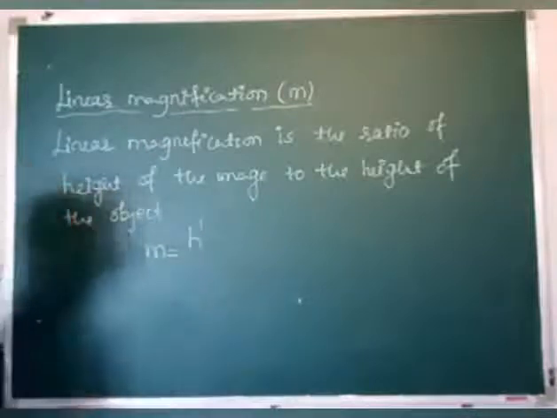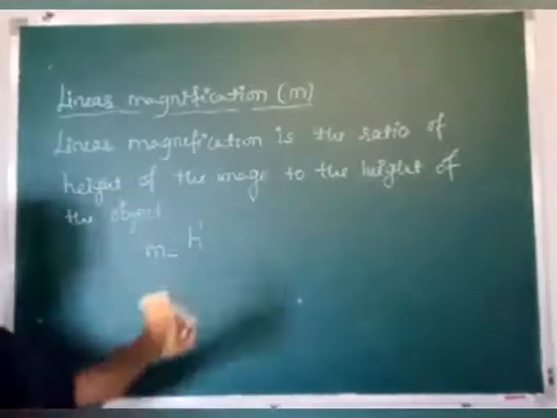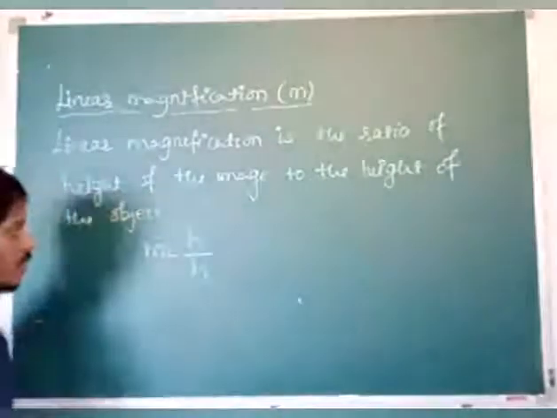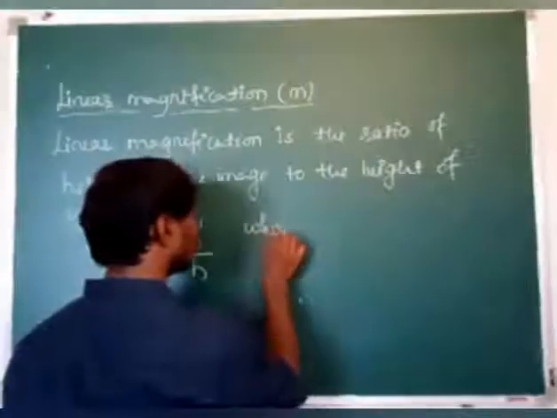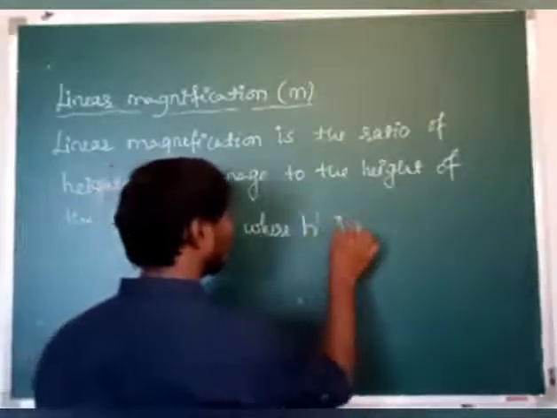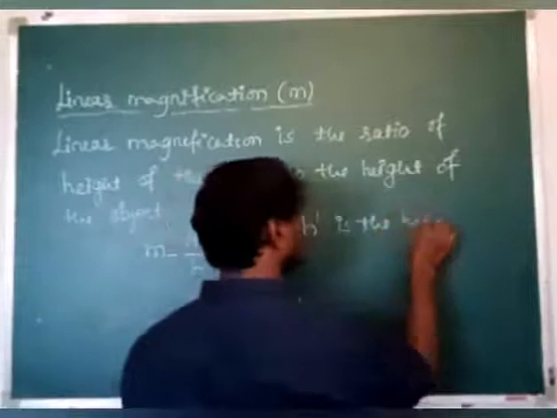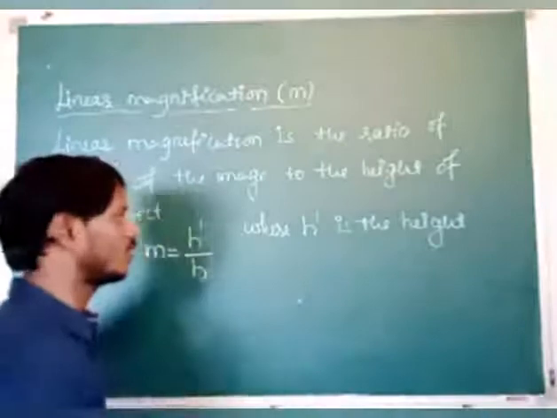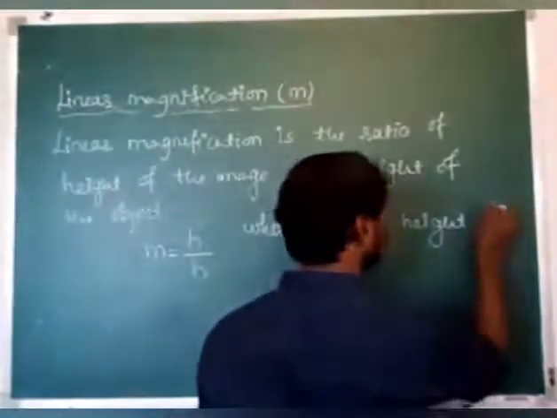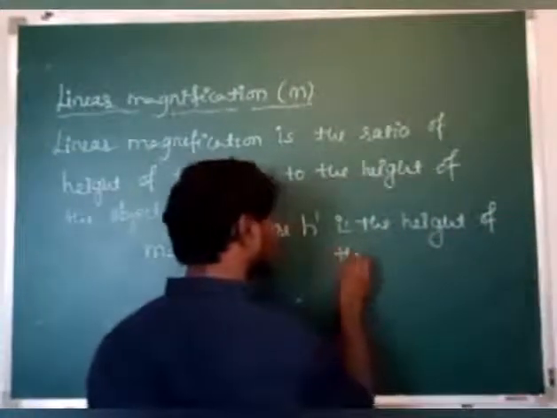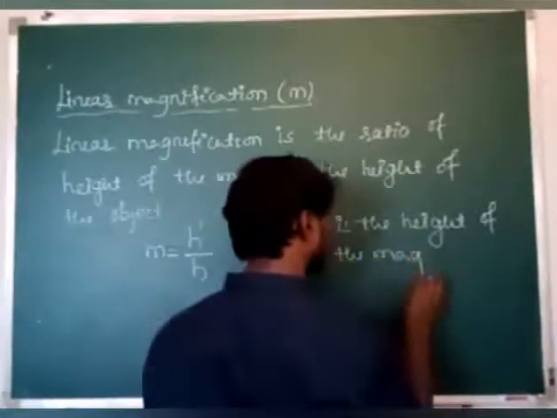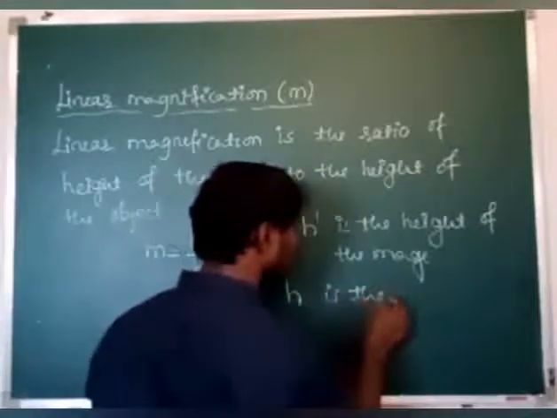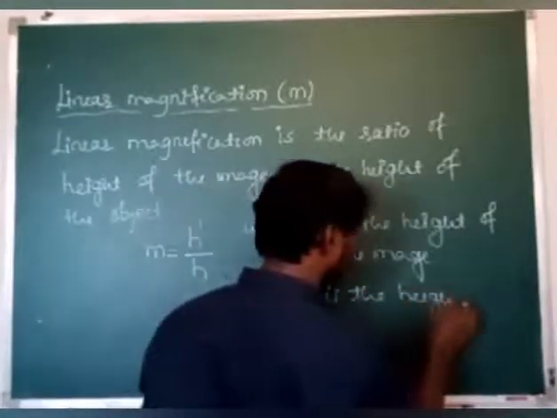Height of the image can be denoted by h dash, divided by the height of the object, where h dash is the height of the image. Whose image? It is the image of the object. Okay, h dash is the height of the image. And what about h? H is the height of the object.